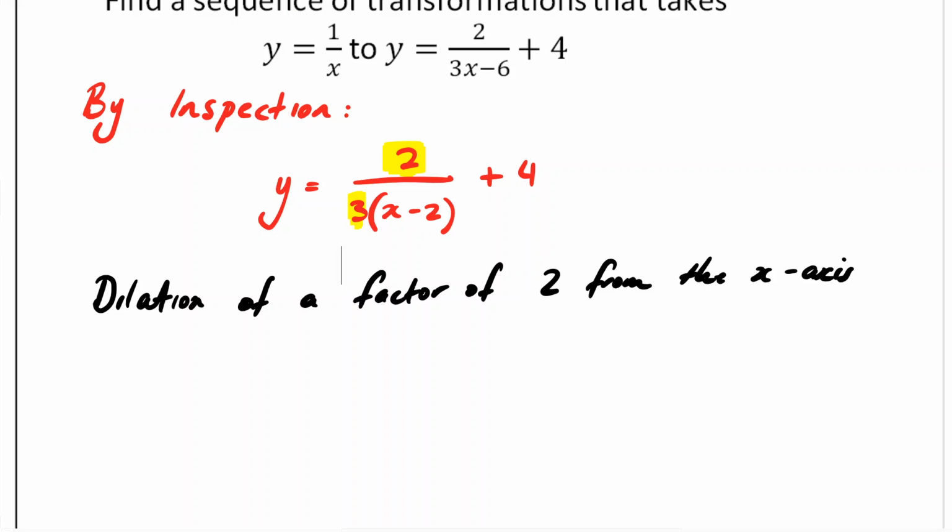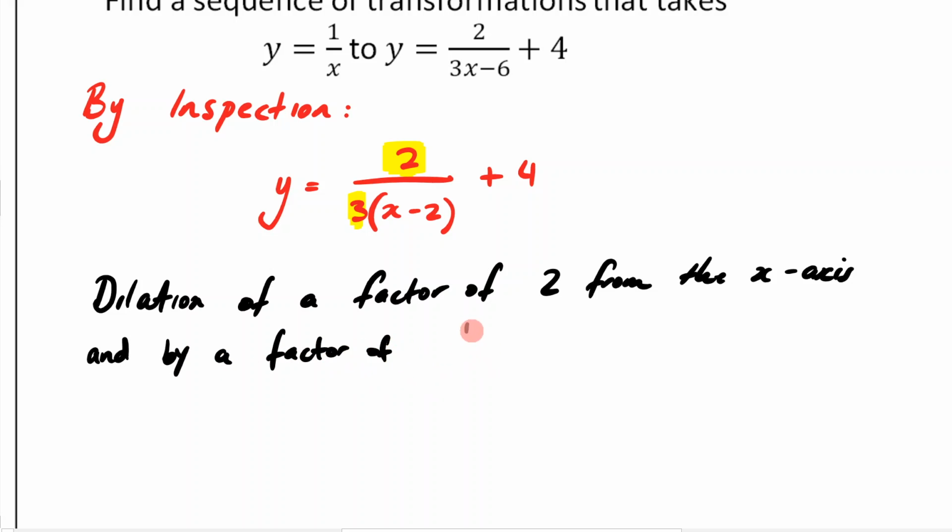Now this is where people get tripped up. This is going to be and by a factor of 1 on 3. You have to take the reciprocal of it, and it's from the y-axis. After we have read off the dilations, you then read off the reflections, which none are occurring here. I know none are occurring here because I don't have a negative in front of the entire function, nor a negative in front of the x.